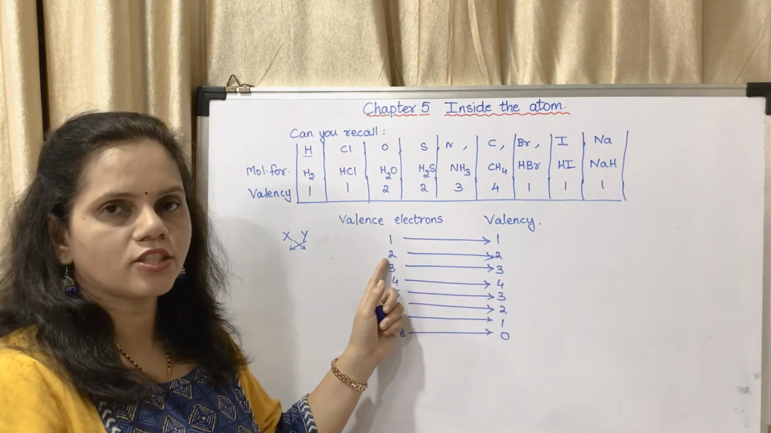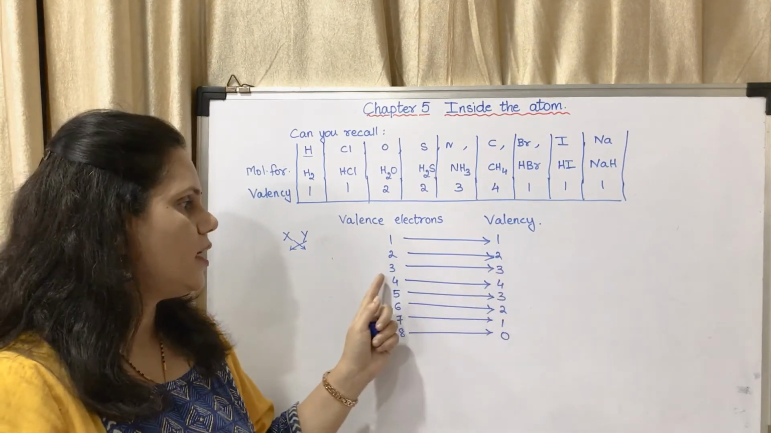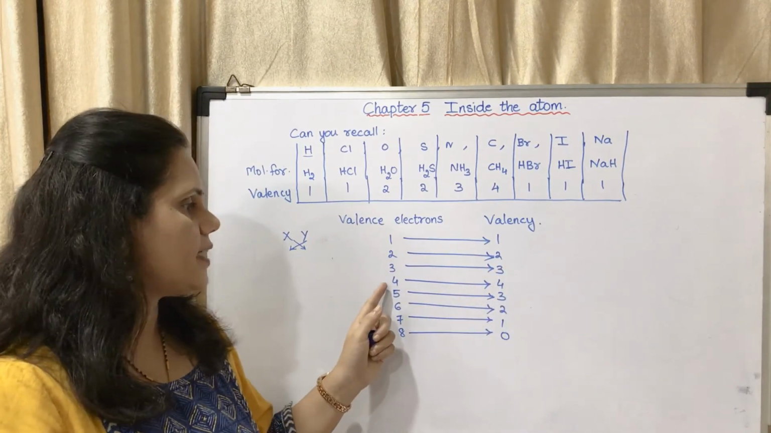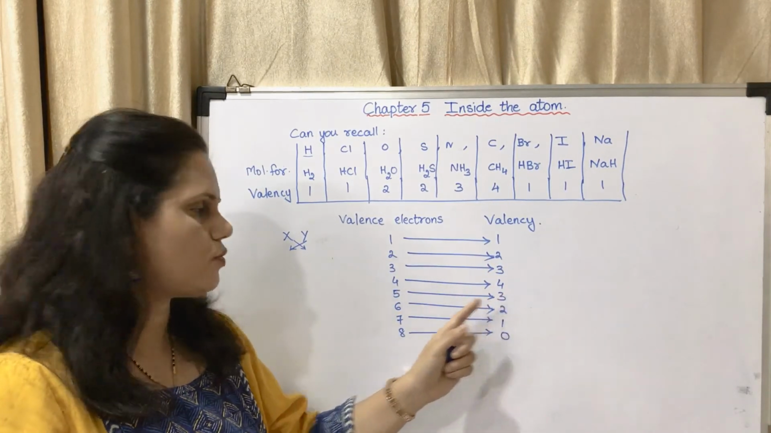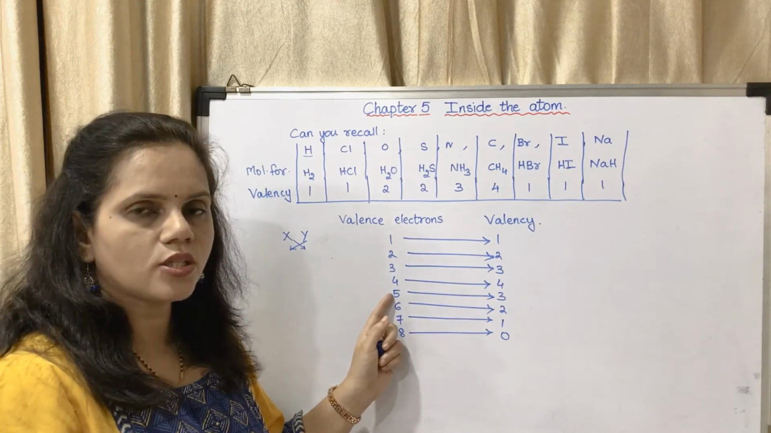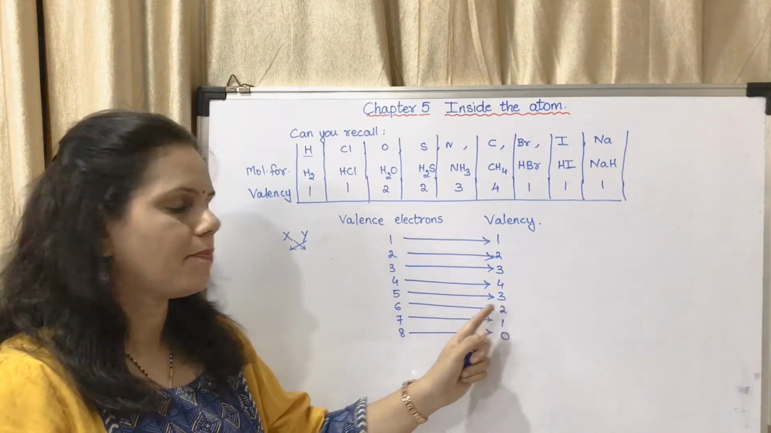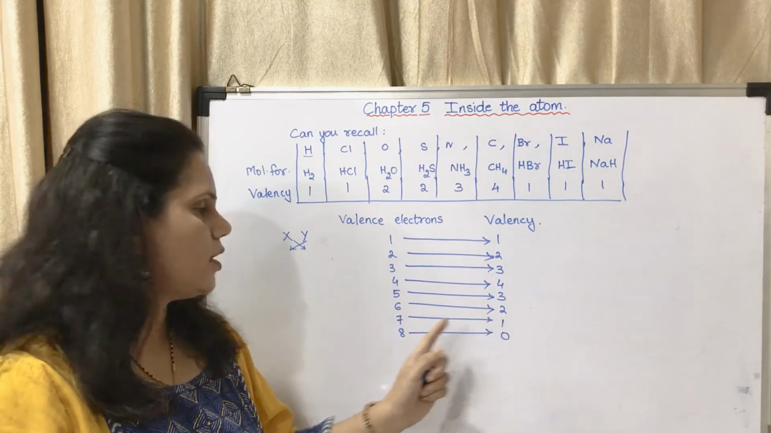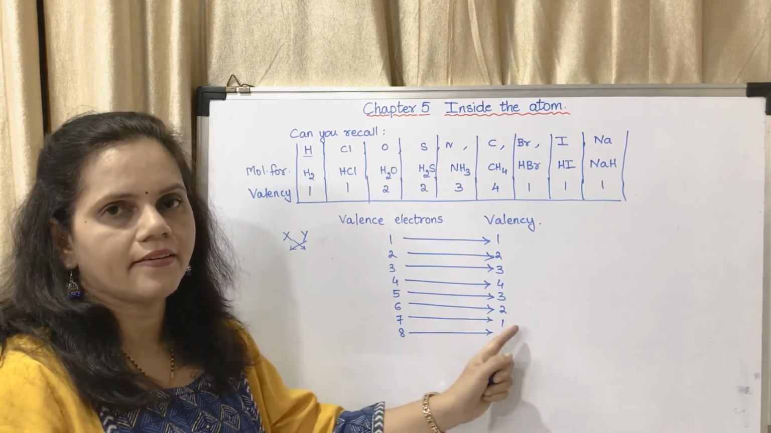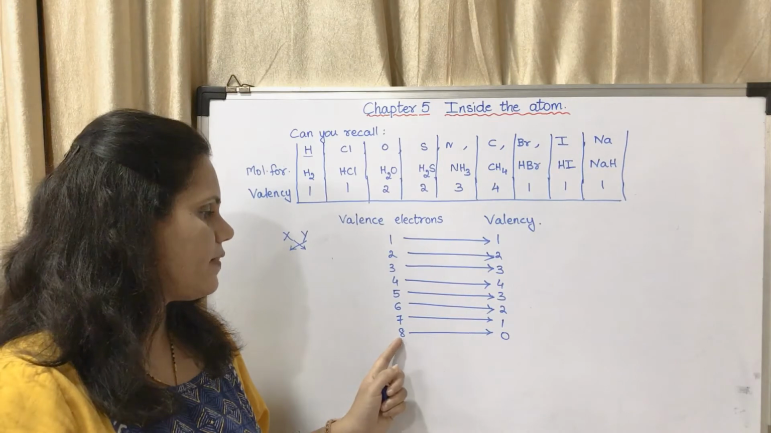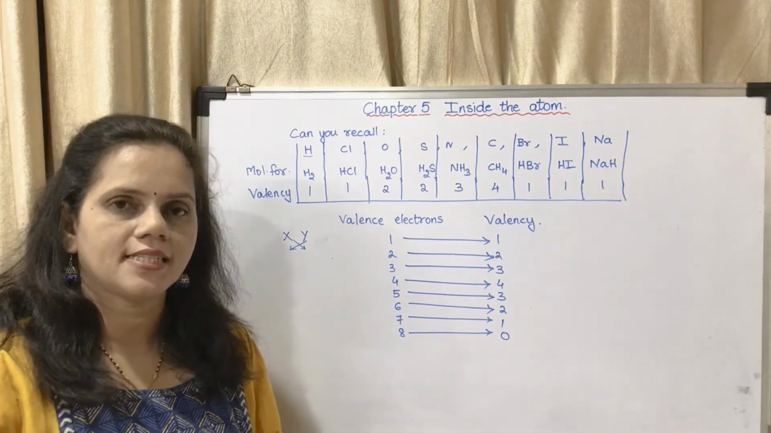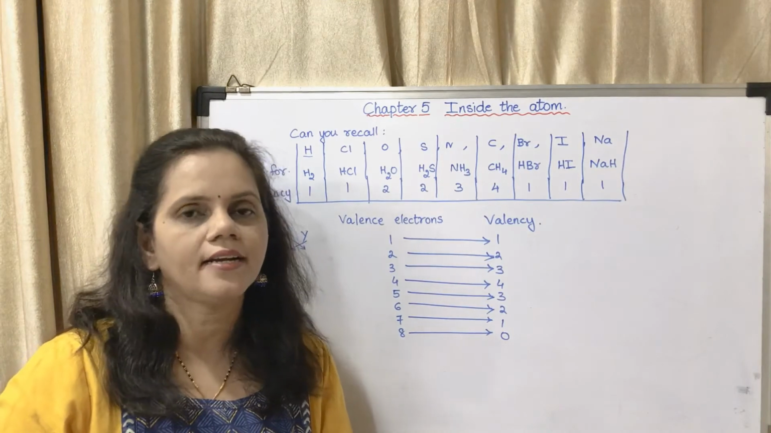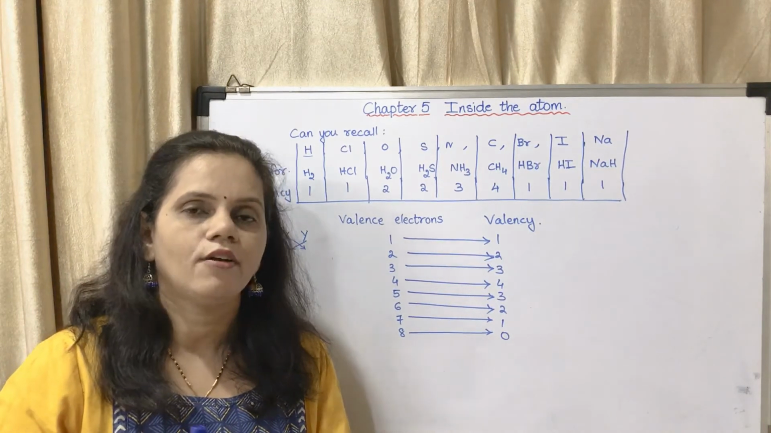If the valence electron is 2, valency is 2. If the valence electron is 3, valency is 3. If the valence electron is 4, valency is 4. If the valence electron is 5, valency is 3. If the valence electron is 6, valency is 2. If the valence electron is 7, valency is 1. If the valence electron is 8, valency is 0. So this is about valence, valence electrons and valency.